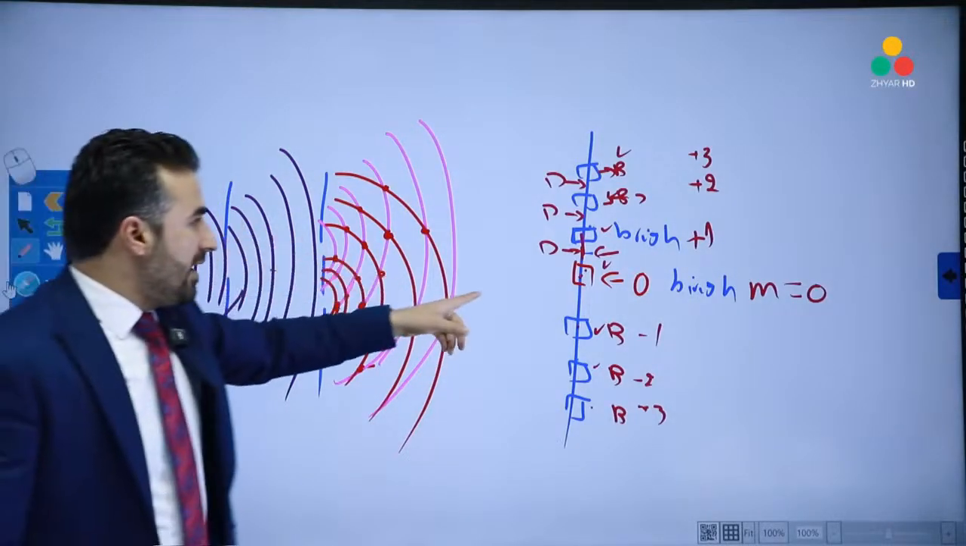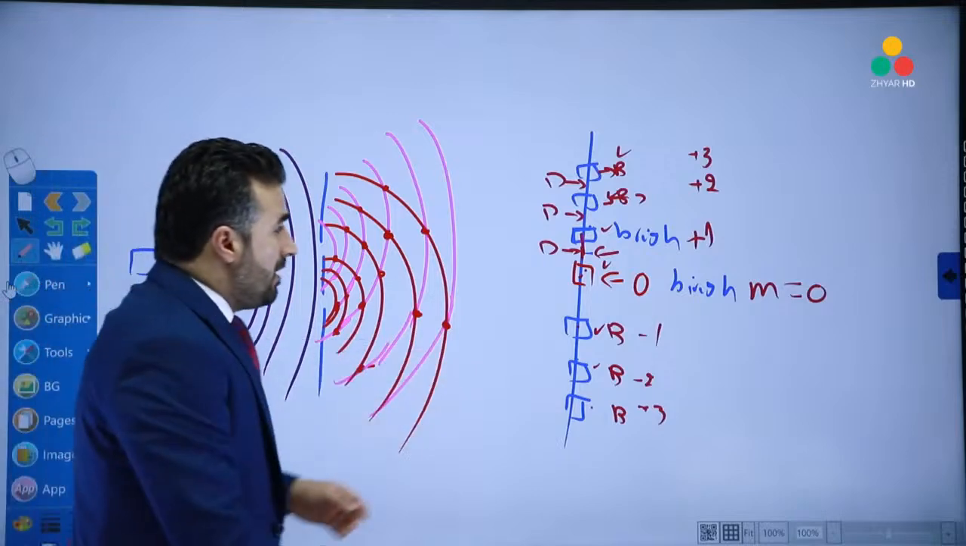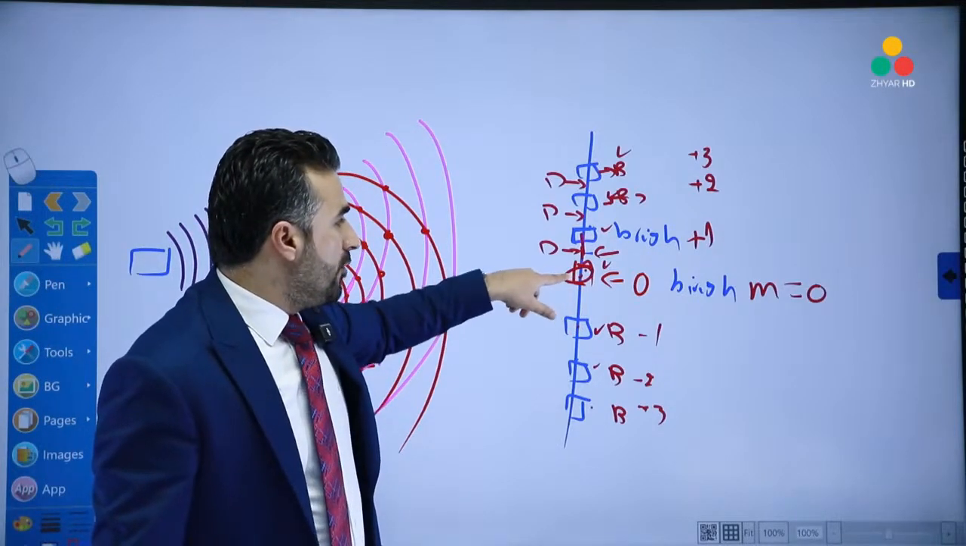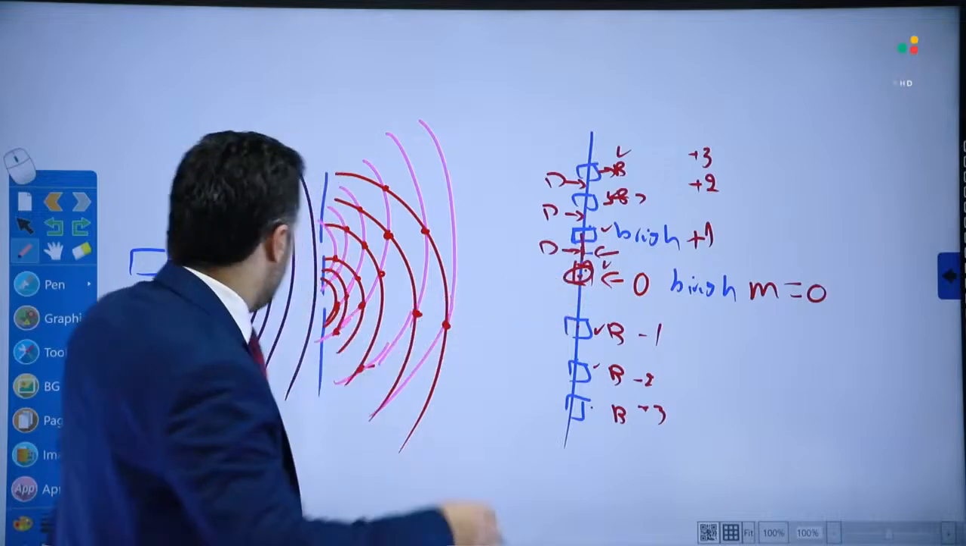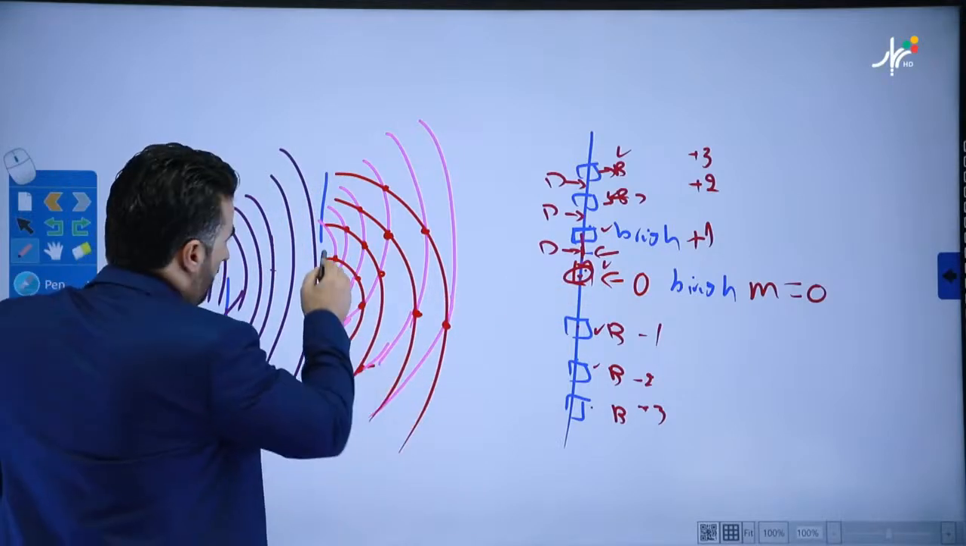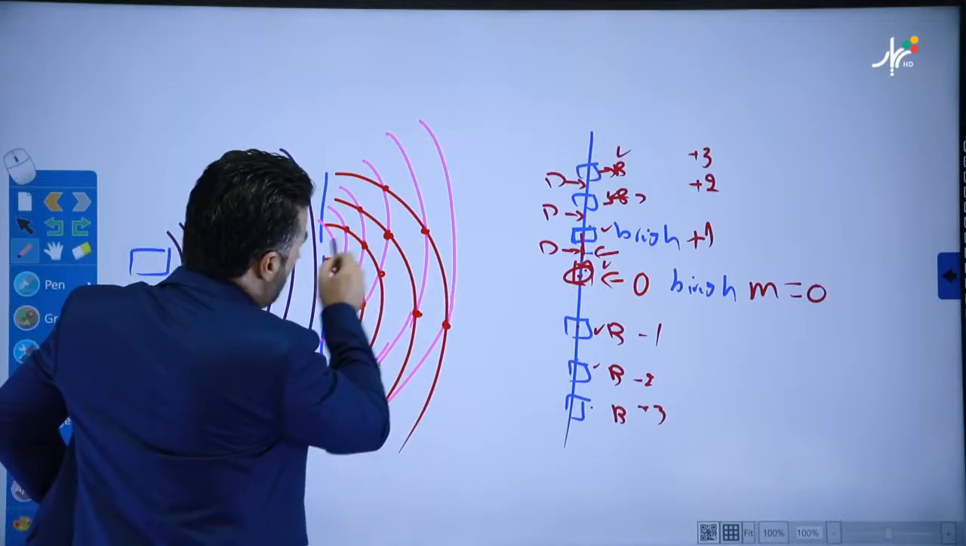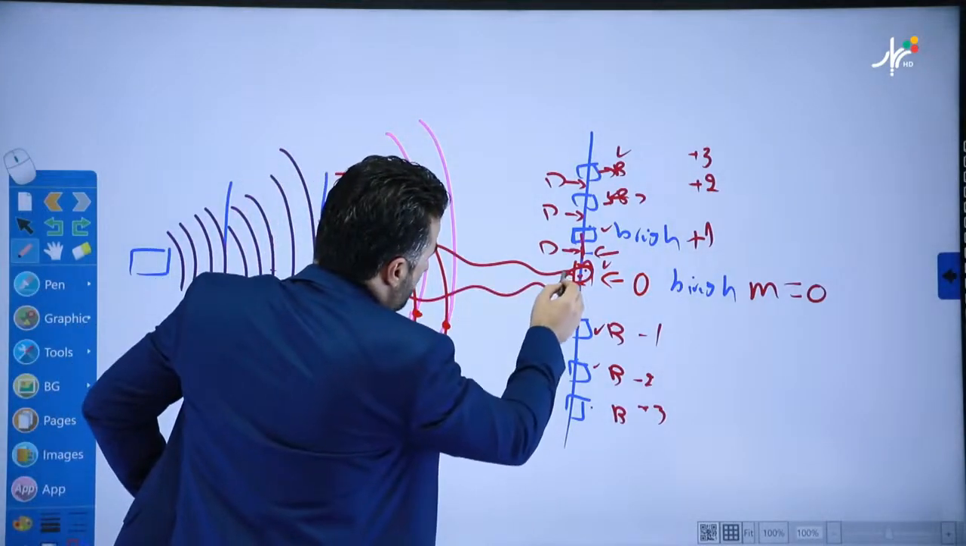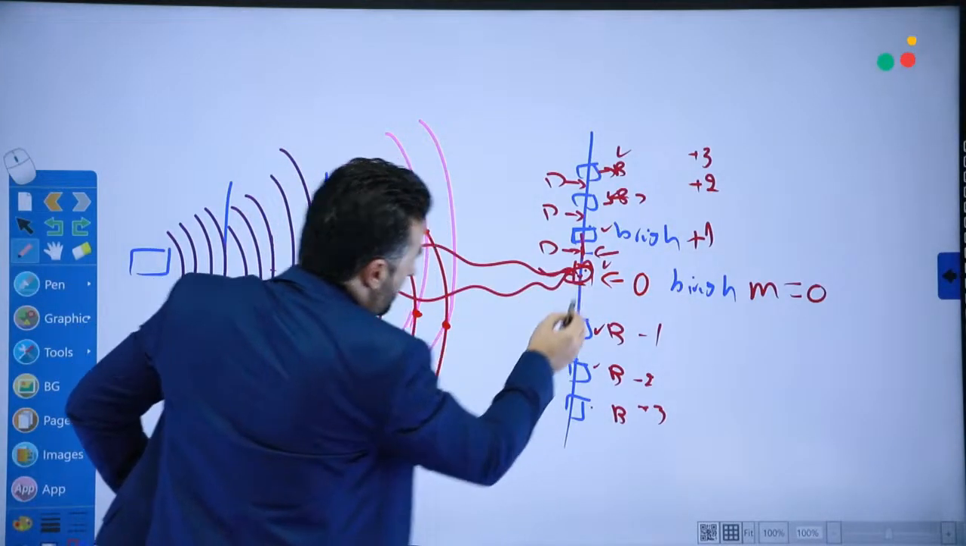So this is basically what happens. Like I said, for those bright fringes, for the central ones, very important: when a wave is traveling all the way to the central one, and then we have another wave, once they reach here, they have the same phase difference.